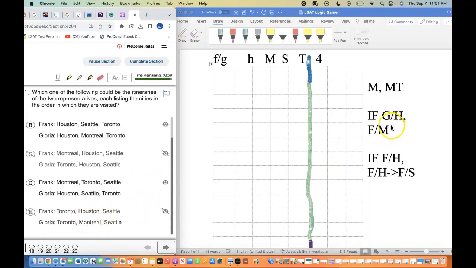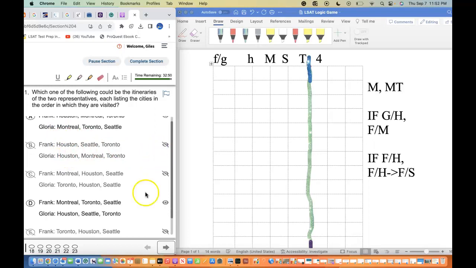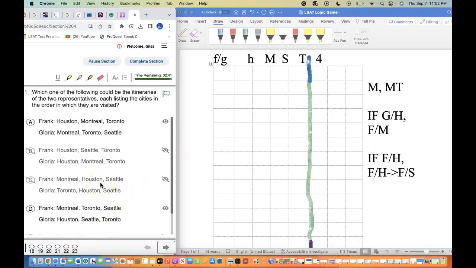If Gloria visits Houston, then Frank visits Montrose. So right now I'm targeting Gloria and looking for Houston. Then if I don't see Montrose for Frank, I eliminate it. If Frank visits Houston, then he has to visit Seattle after, which he does not do here.